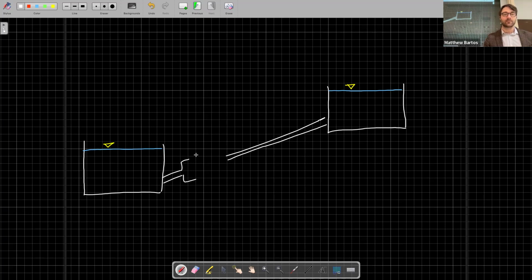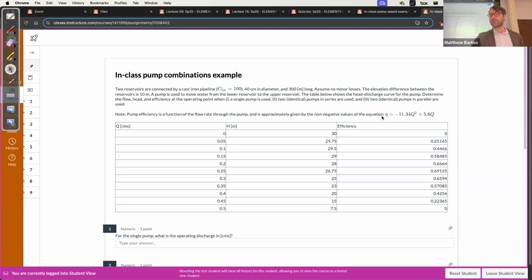You have two pipes coming out that join back into your original pipe, each with a pump on it. So for this in-class example, you'll be looking at not only the pump operating point, but also the efficiency under each of these configurations. The efficiency is given by this function here.